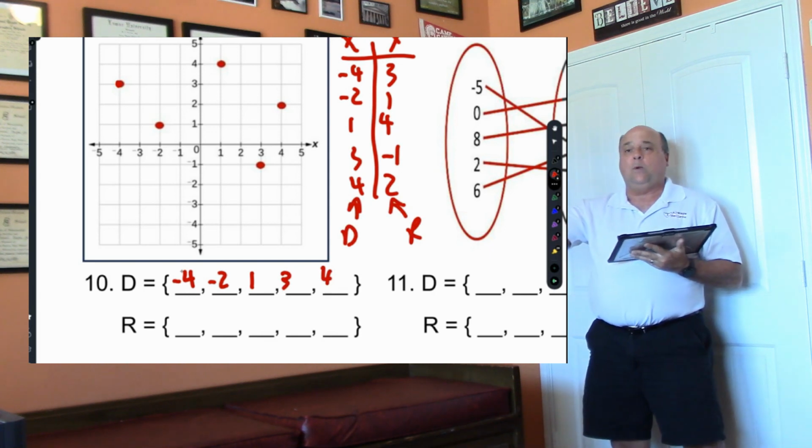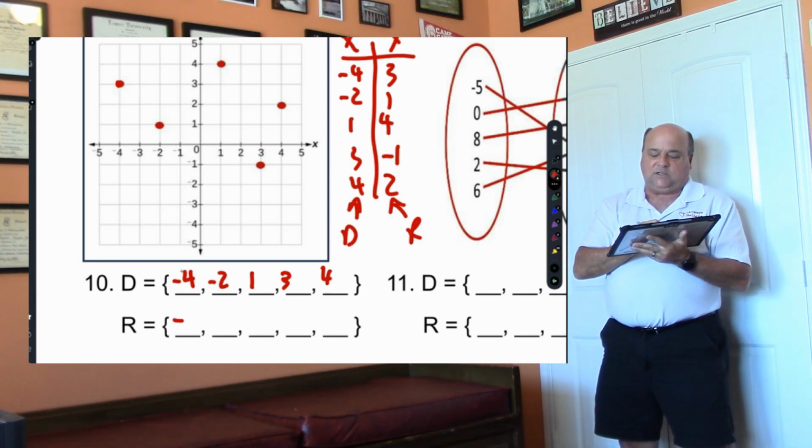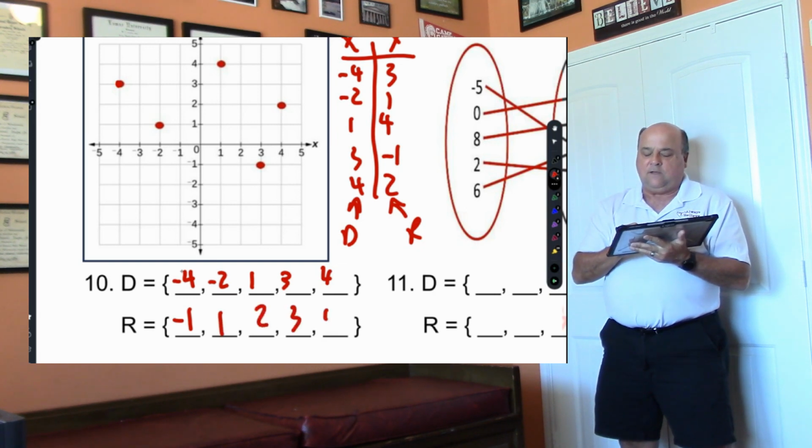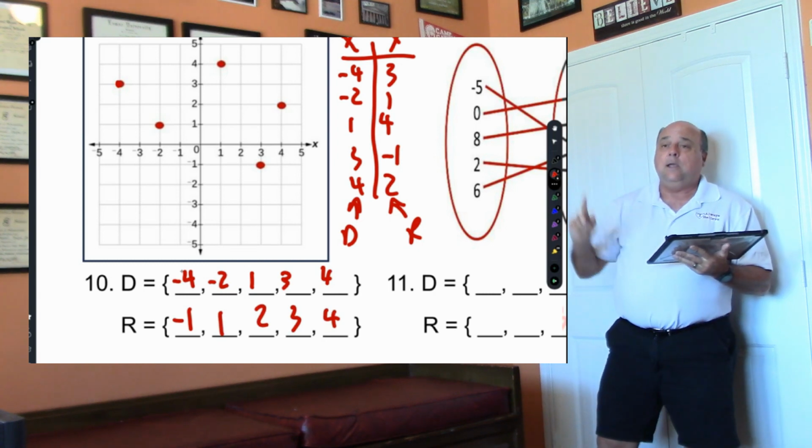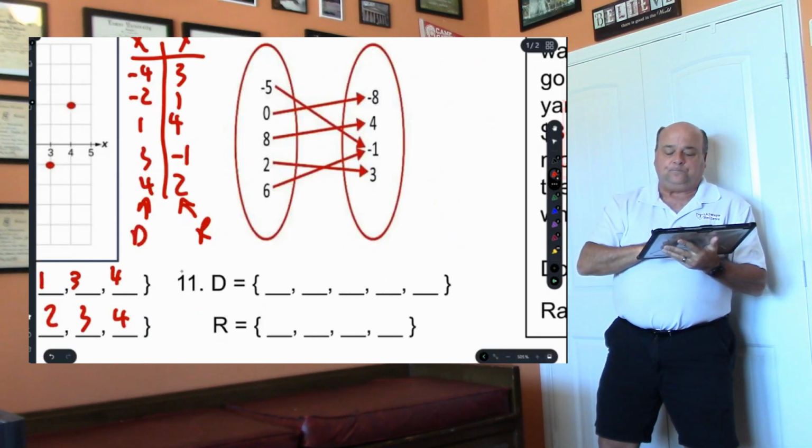My range, remember, we've got to put these in order. -1 is the smallest, then 1 is the next, then 2, then 3, then 4. If they repeat, you don't use them but once. Let's go to the next problem.